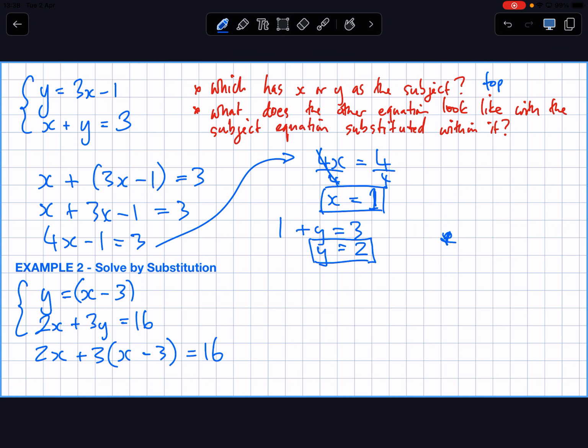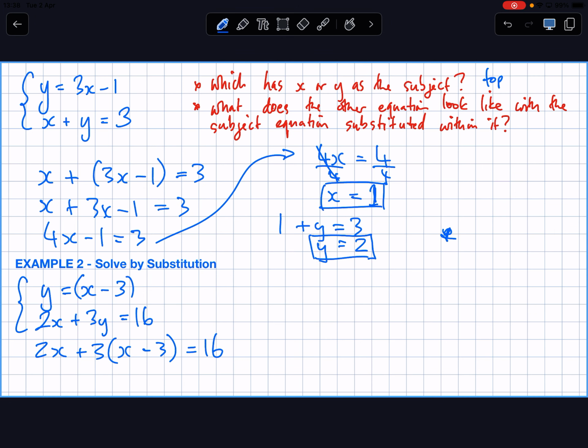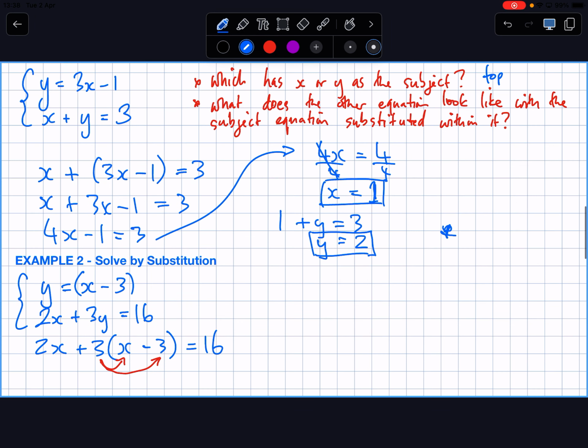Just like you said, the brackets matter now because you have a 3 on the outside of the brackets. How do I expand the brackets? Let's review. You times the outside by the first one, and then you add the outside times by the second one as well. So it's going to be 2x plus, what's 3 times by x? 3x. What's 3 times by negative 3? Negative 9. If you're adding a negative number, it becomes subtraction anyway. So negative 9 is equal to 16.